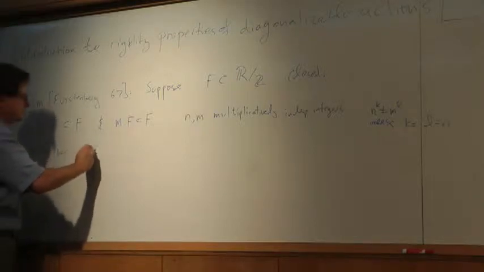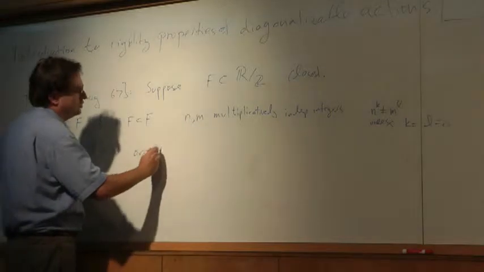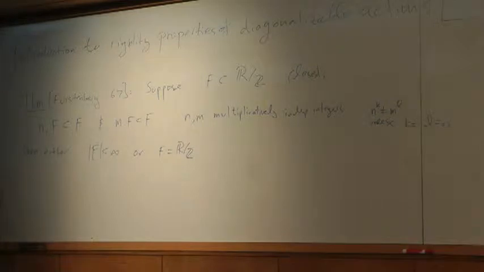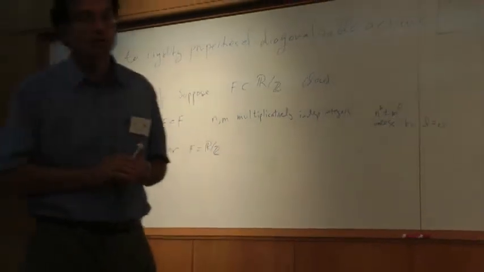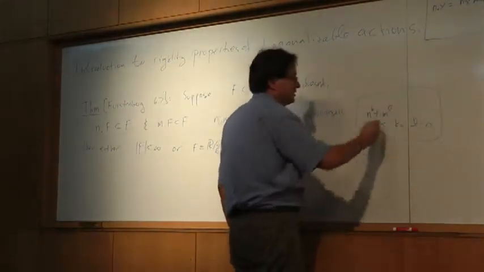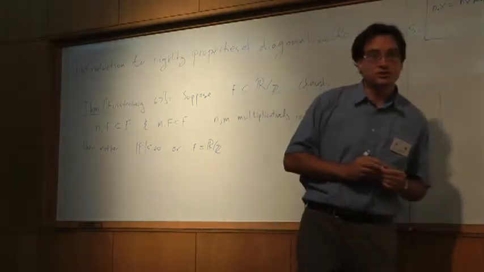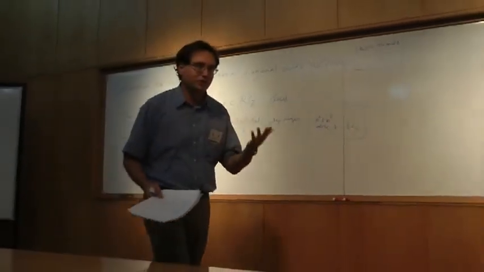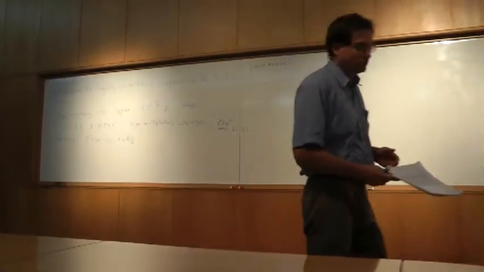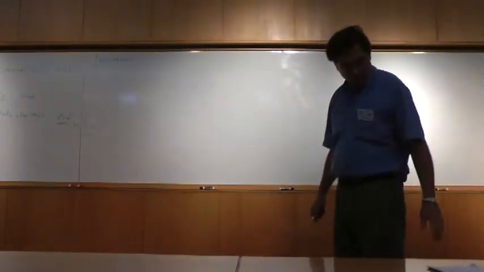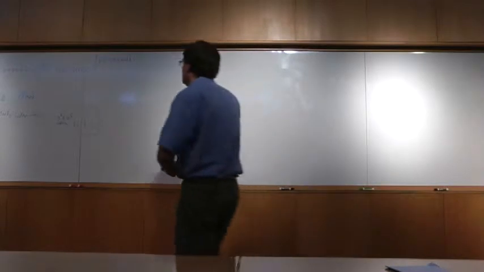So I have two multiplicatively independent integers, then either F is finite, or F is everything. Excuse me? Yes. What is multiplicatively independent? n to the k is not equal to m to the l unless k equals l equals 0. That's the definition. If you prefer, you could say that the logarithm of n divided by the logarithm of m is irrational. Okay, so that's the theorem.